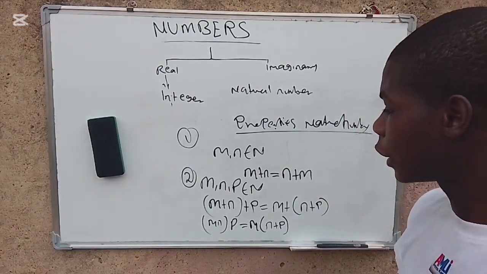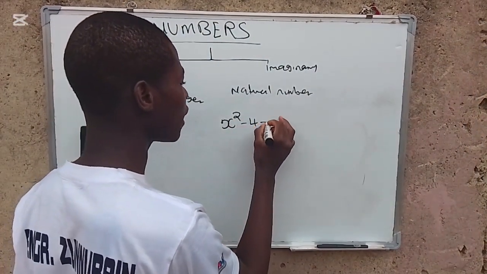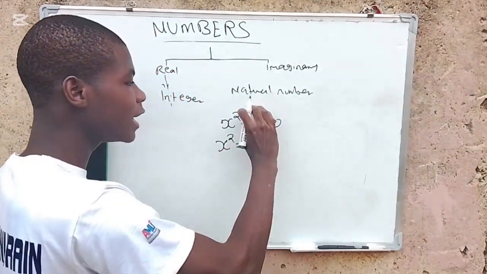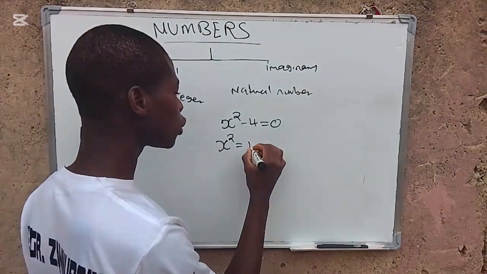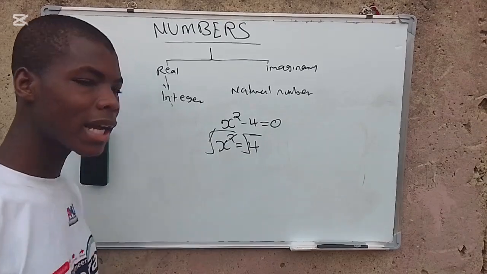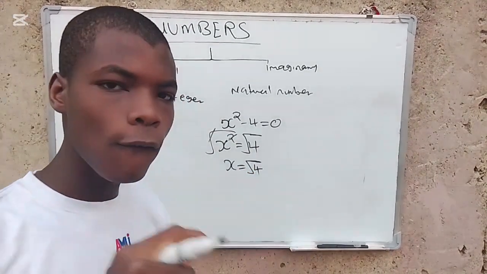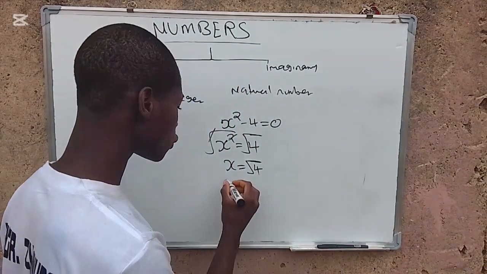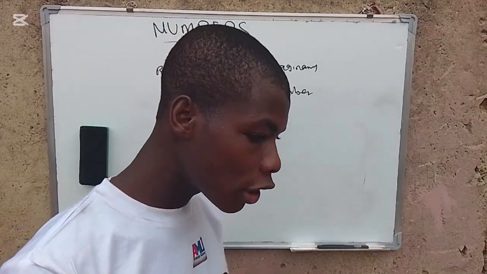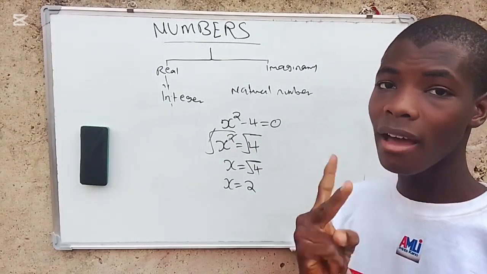Let's say I have x squared minus 4 equals 0. Therefore x squared should be equal to 4, because if the negative sign crosses the equal sign, it becomes positive. If I take the square root of both sides, the square cancels the square, and x equals the square root of 4, which is 2. But as usual, we put 2, though it's not just 2. We are having two numbers.